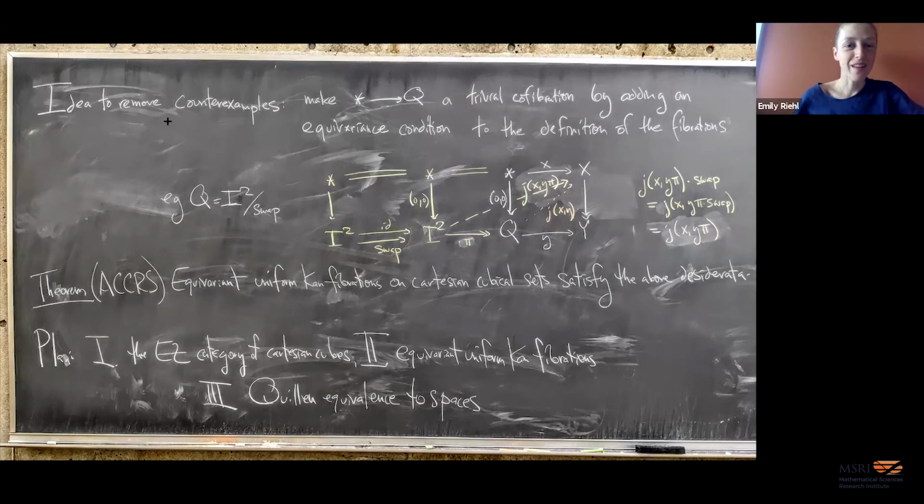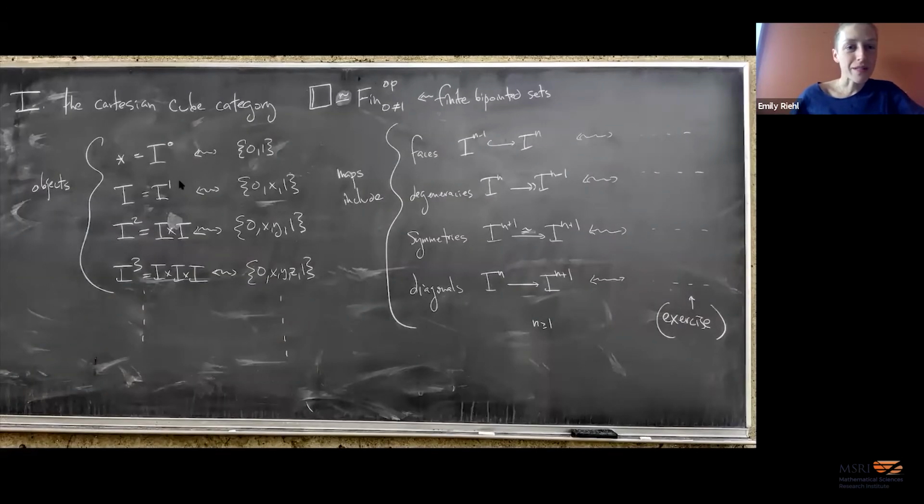Okay. All right, so let me tell you about the cubes we're going to use. There's a very quick definition of the Cartesian cube category. It's equivalent to the opposite of the category of finite bipointed sets. So these are going to be a finite set that has a base point 0 and a base point 1, and we require that 0 and 1 are two distinct base points, and then they could have some other finite number of elements.